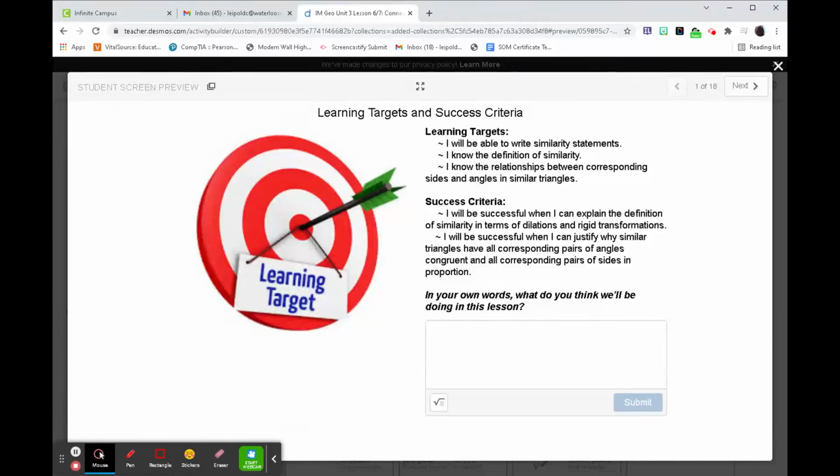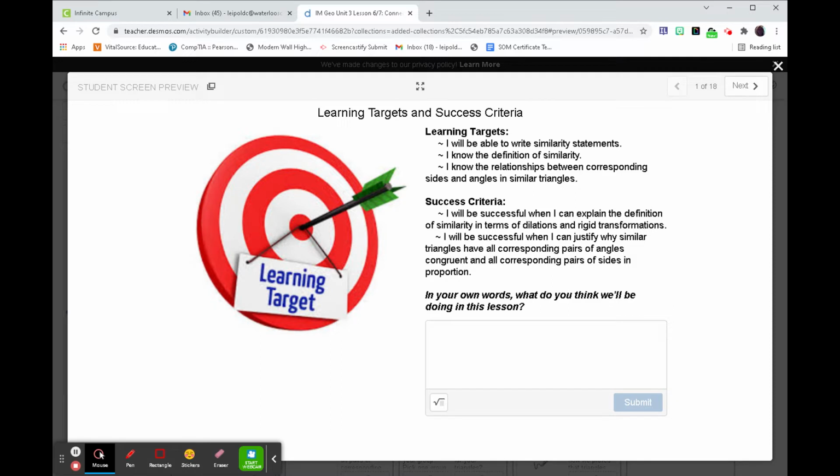Hey, good morning. Today we're going to take a look at the next lesson, which is 6 and 7. We're doing two together. Sorry I can't be there with you, but we're going to do this the best we can anyway. Our learning targets and success criteria are to be able to write similarity statements, know the definition of similarity, and relationships between our corresponding sides and angles in similar triangles.